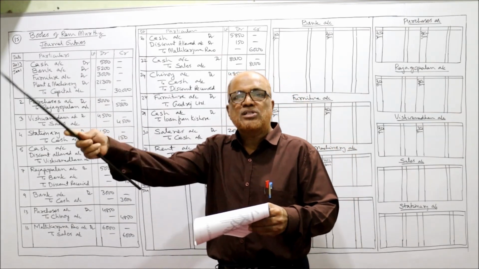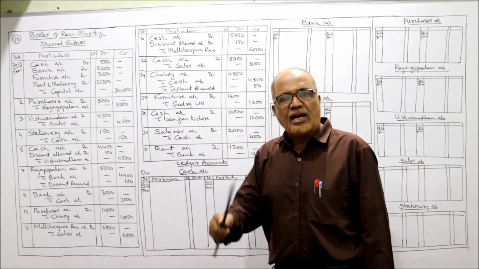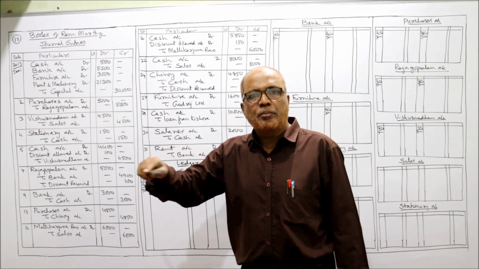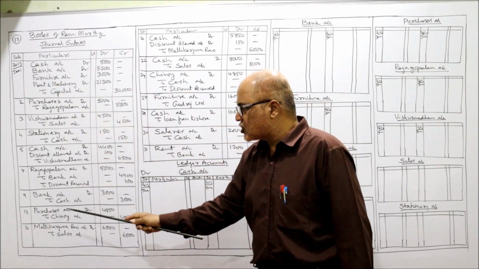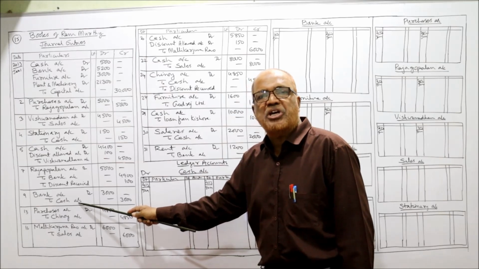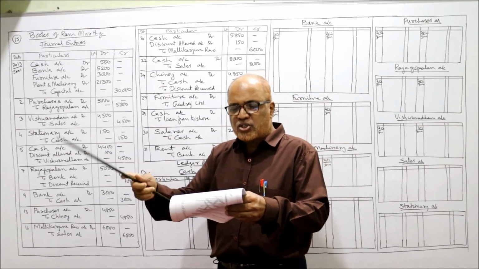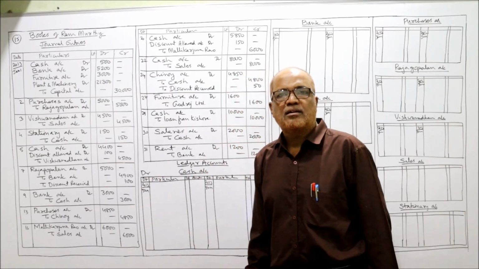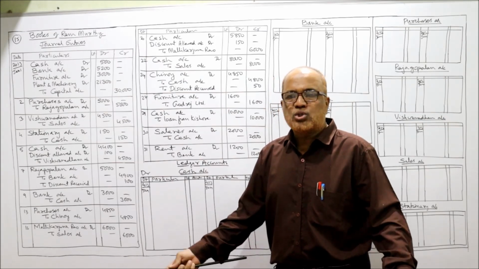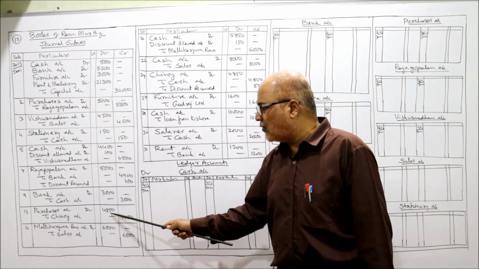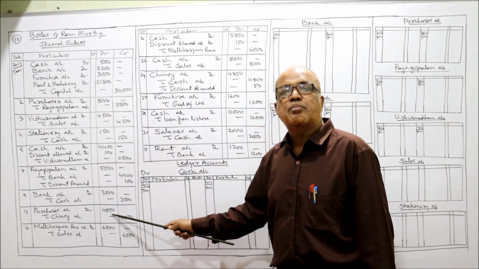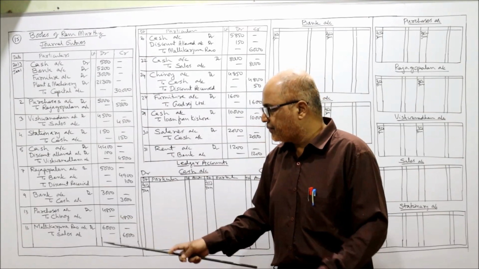Next, deposited in bank. The cash is going out, so cash should be credited. Bank is the receiver. Bank account debit to cash. Being cash deposited in bank. Purchased goods from Chennai. Purchases account debit to Chennai 4,850. Being goods purchased on credit.